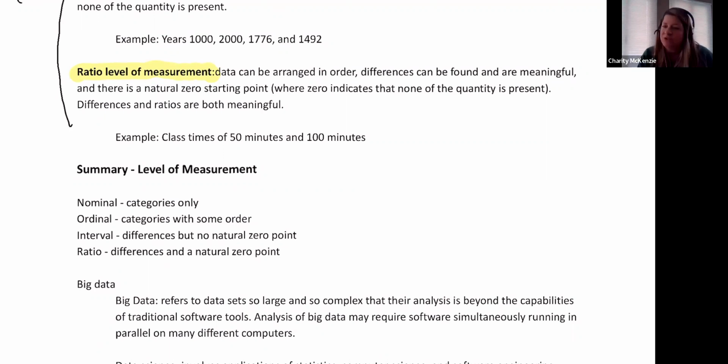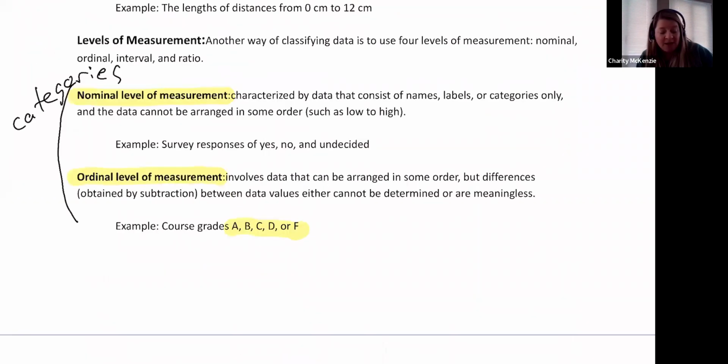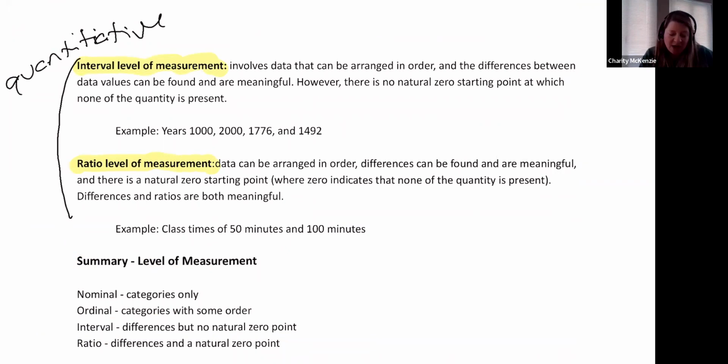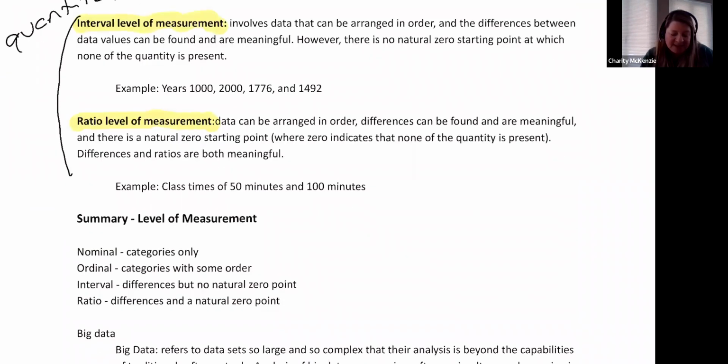This is the world that most of our samples will live in. They'll probably either be categories, nominal or ordinal, or they'll probably be ratio. That's most of our data that we collect, because ratio, the example I gave here is class times. So 50 minutes and 100 minutes. The difference between them makes sense. So I'm in this class 15 minutes longer than the other. That makes sense. And it has a natural starting point, 0 minutes. So most things have a natural starting point except time.